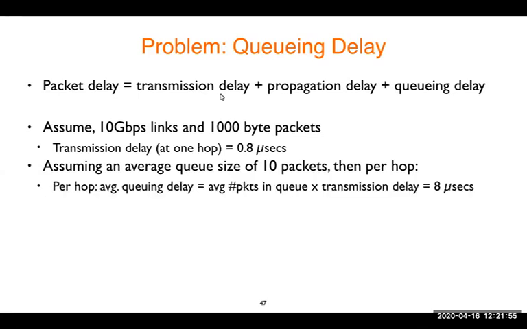At every hop, my queuing delay would be the average number of packets in that queue times the transmission delay for each packet, because I have to wait for every packet in front of me in the queue to get transmitted. If I have 10 packets and it takes 0.8 microseconds to transmit one of them, I have to wait about 8 microseconds. This is at one switch. I have to do this at every hop, and let's say we have 5 hops. So my queuing delay is now 5 times that 8 microseconds, so it's 40 microseconds.